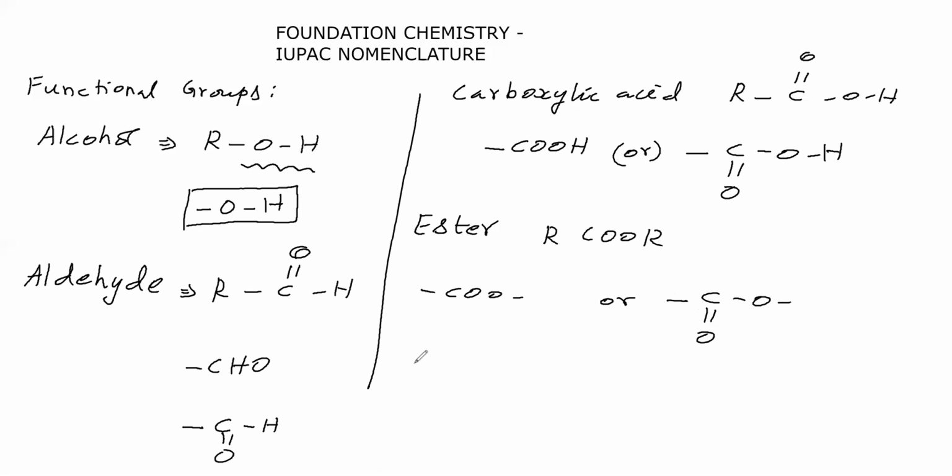Next we can say anhydride. Next functional group, in the sense, anhydride. Anhydride in the sense C double bond O, single bond O, C double bond O, single bond. Here an R group, here an R group. Like that we can say. This is anhydride we can say.